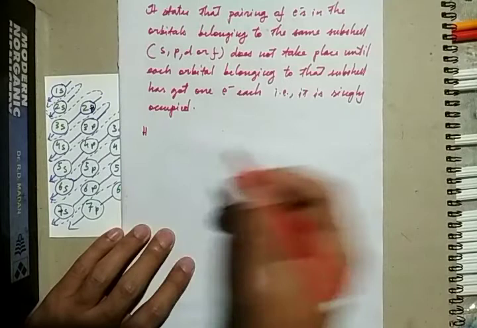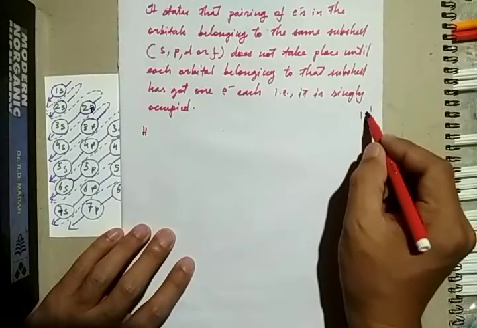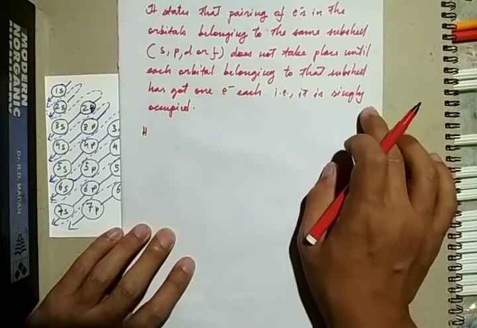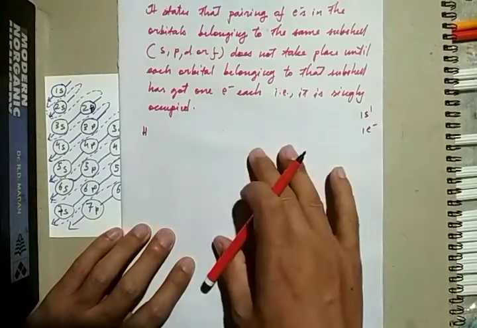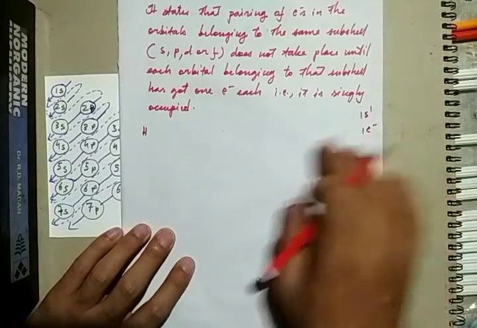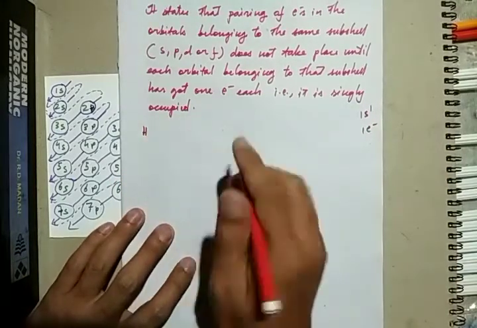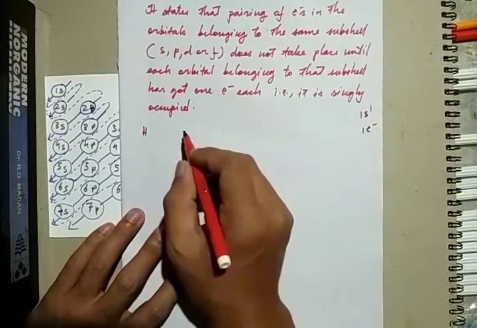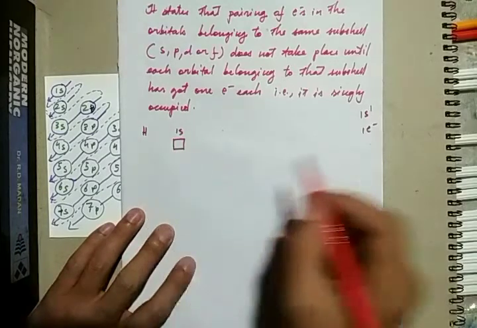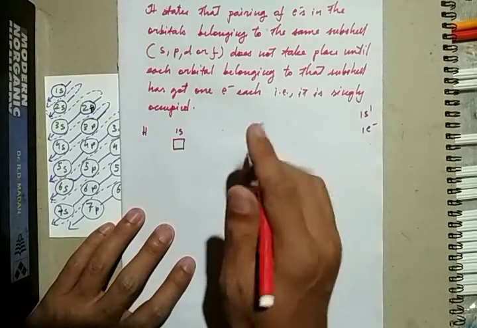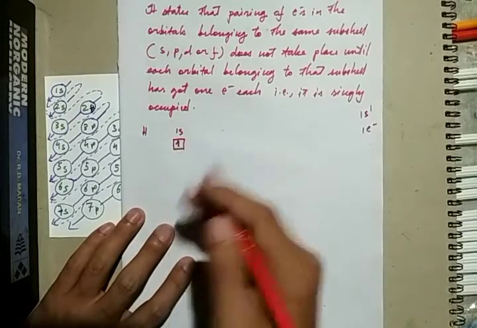For hydrogen, it has only one electron, 1s1. In a neutral element, the number of protons is equal to the number of electrons. So for hydrogen containing one proton, it has one electron, so it has the s orbital, one s orbital. It will have only one electron, and we can represent this electron like this, one arrow pointing upward.